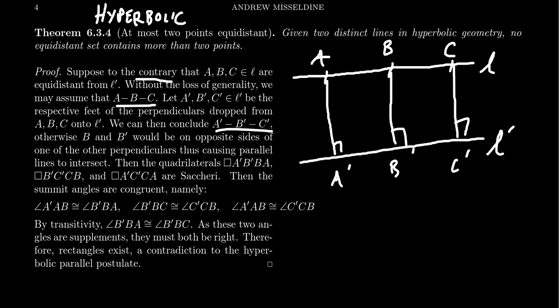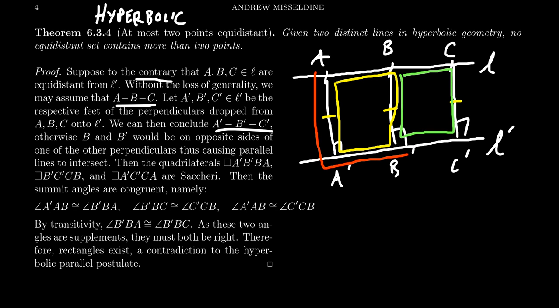All right, so what does that have to do with equidistance? Well, we're assuming that these are all equidistant. So the segment AA prime is congruent to BB prime, which is congruent to CC prime, like those. And so what we're actually going to get is a bunch of Saccheri quadrilaterals. So there's the AA prime, B prime, B Saccheri quadrilateral. There's going to be the B, B prime, C prime, C Saccheri quadrilateral. And then there's also going to be the much larger AA prime, C prime, C Saccheri quadrilateral.